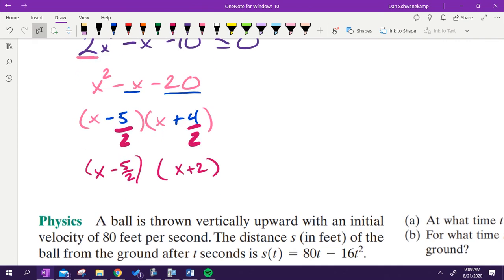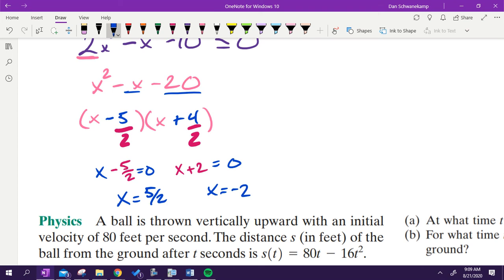We are factoring and solving, so the last thing we need to do is take those two terms and set them equal to 0 and solve. So this one is going to be x is equal to 5 halves, and this one is going to be x is equal to negative 2.